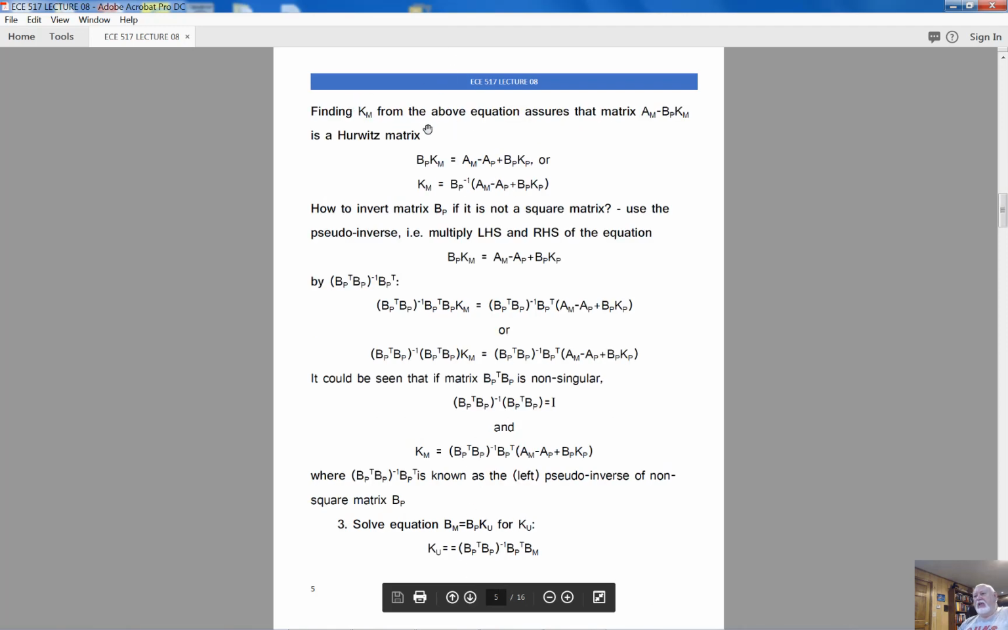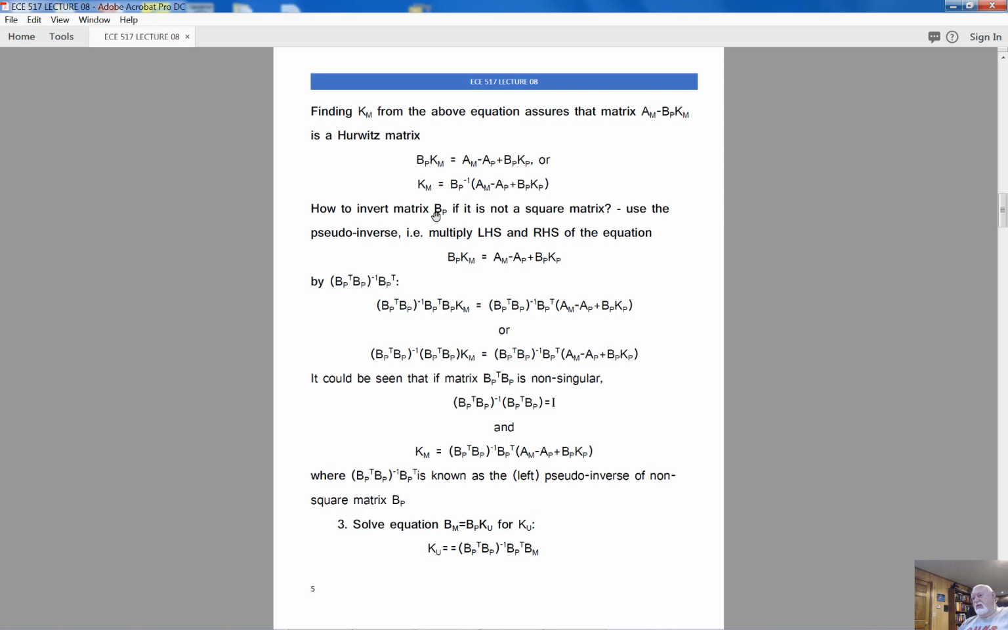How to find matrix Km? It's very clear, it's very easy to write that BP times Km is equal to this. And then we can say that Km is equal to BP in the power of minus 1 times this result, this sum. But you know what? Matrix BP not necessarily is a square matrix.